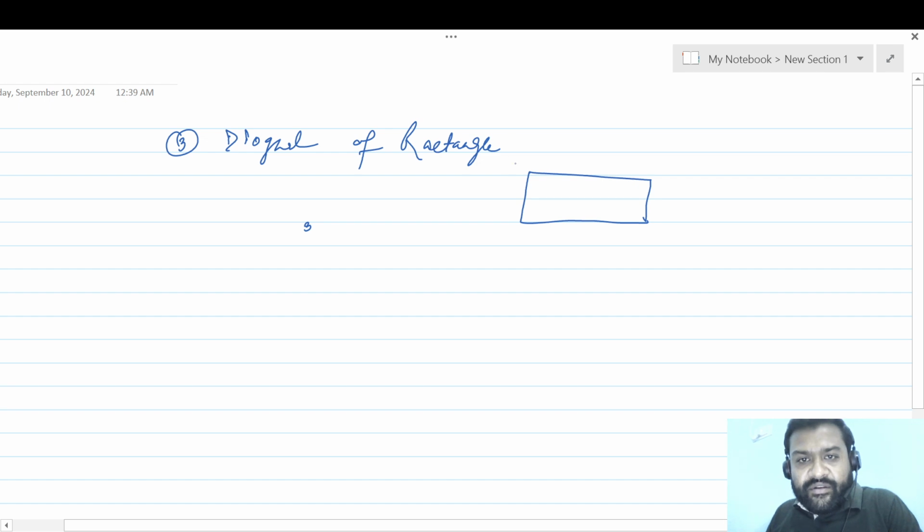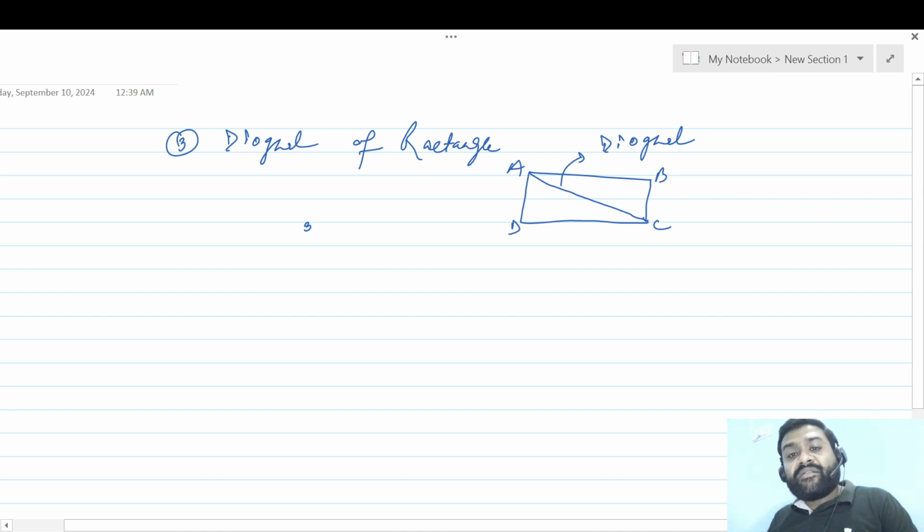Now we don't know what a diagonal is, so I'll tell you: this is A, this is B, this is C, this is D. Okay, so I'll join A to C. So this is our diagonal, and the largest thing which can be placed in a rectangle is the diagonal only. You can see that this A to C is the largest distance. If you want to keep anything which is largest in length, you can keep it by placing vertex A to vertex C, and that will be our diagonal.